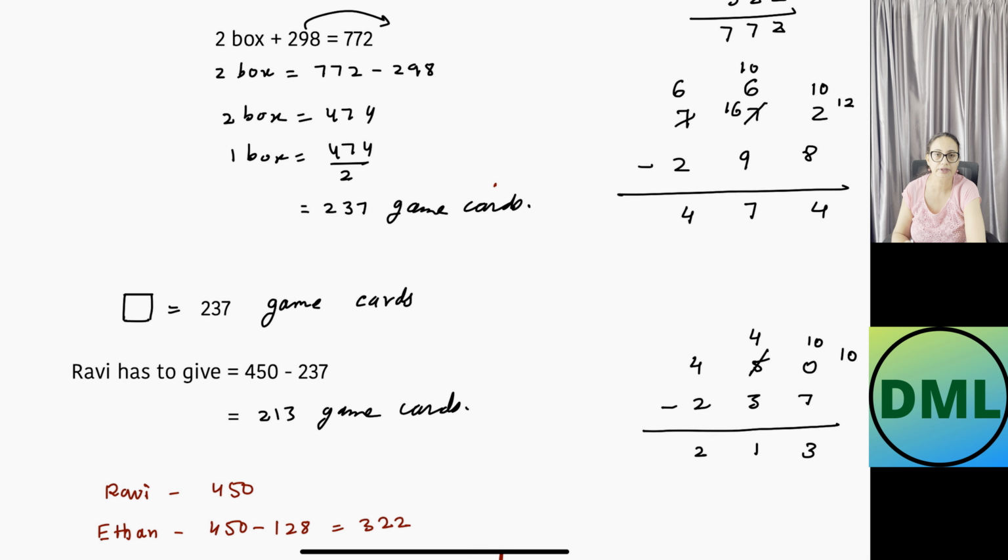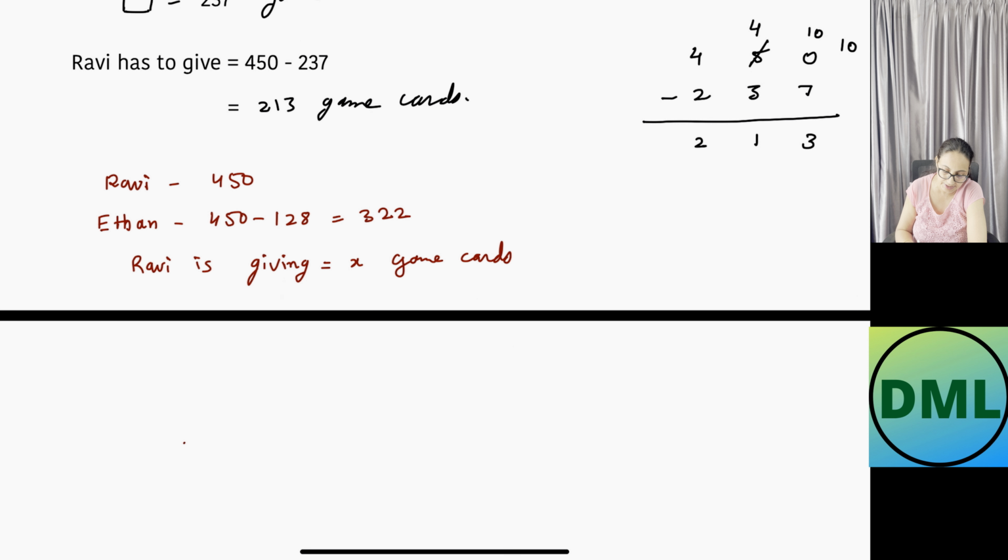Let's solve the same question with the CBSE method also. So Ravi has 450 game cards. Ethan has 128 fewer game cards than Ravi. That means 450 minus 128 will give you 322 game cards. Now Ravi is giving a few cards to Ethan. Let's suppose that Ravi is giving X game cards. Because Ravi is giving X game cards, that means X is subtracted from 450 and Ethan has X more than 322 game cards. So now Ravi has 450 minus X game cards and Ethan has 322 plus X game cards.